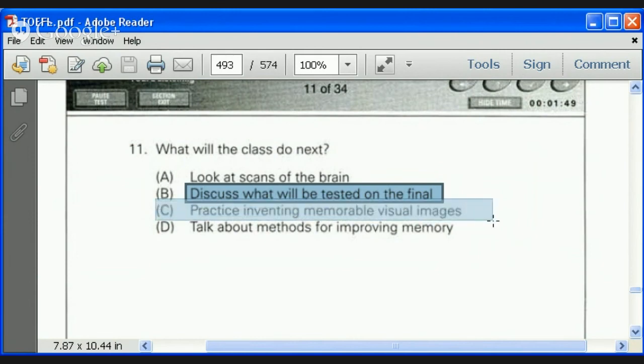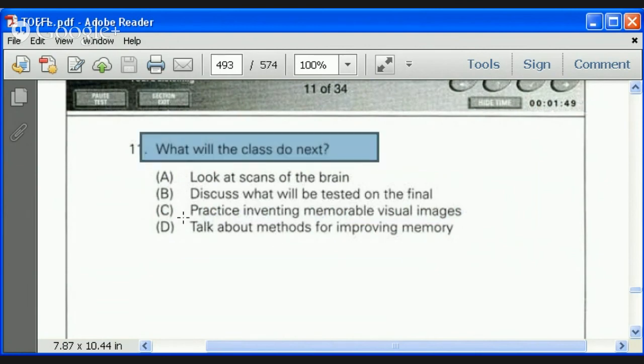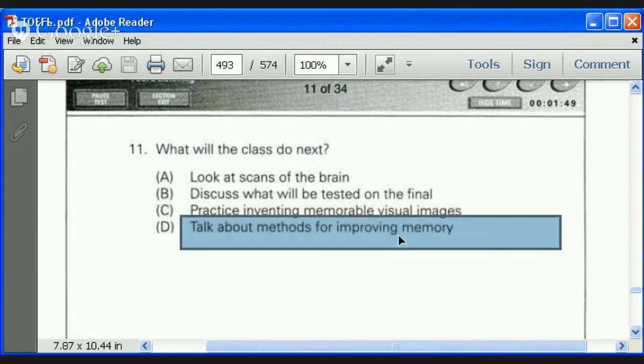Okay, A and B are gone. Practice inventing memorable visual images. Well, that may be part of the lesson, but it was not actually said that that's what they were going to do. Talk about methods for improving memory. There it is. In general, here's another important clue for you.